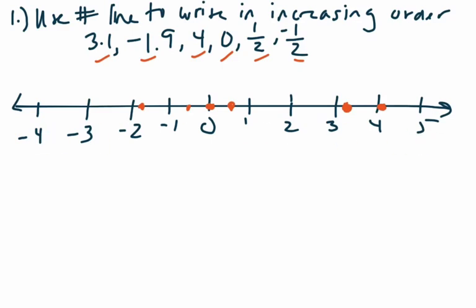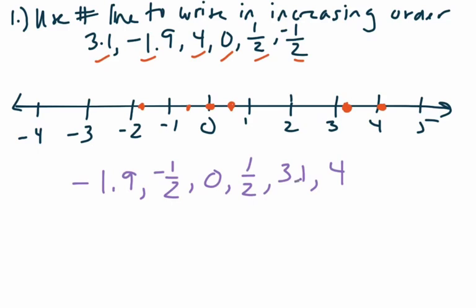Now we're going to write them in increasing order. So it begins with negative 1.9, then negative 1/2, 0, 1/2, 3.1, and 4. So hopefully you got those right. If not, you want to identify what your mistake is.